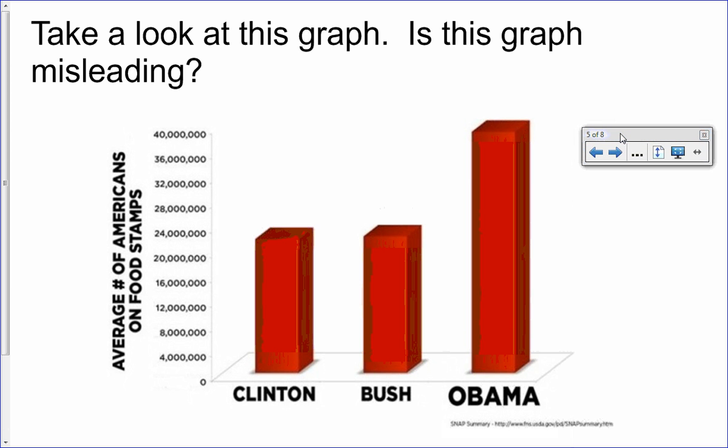Okay, for all of you fans of American politics, take a look at this graph and consider, is this graph misleading? Okay, the topic is average number of Americans on food stamps during the presidencies of Bill Clinton, George W. Bush, and Barack Obama. And I think again, it's the size of these bars that is really misleading us. Okay, there is a difference from 24 million to 40 million. Okay, but this graphic here makes us think that there is a much, much greater difference than there is in reality.